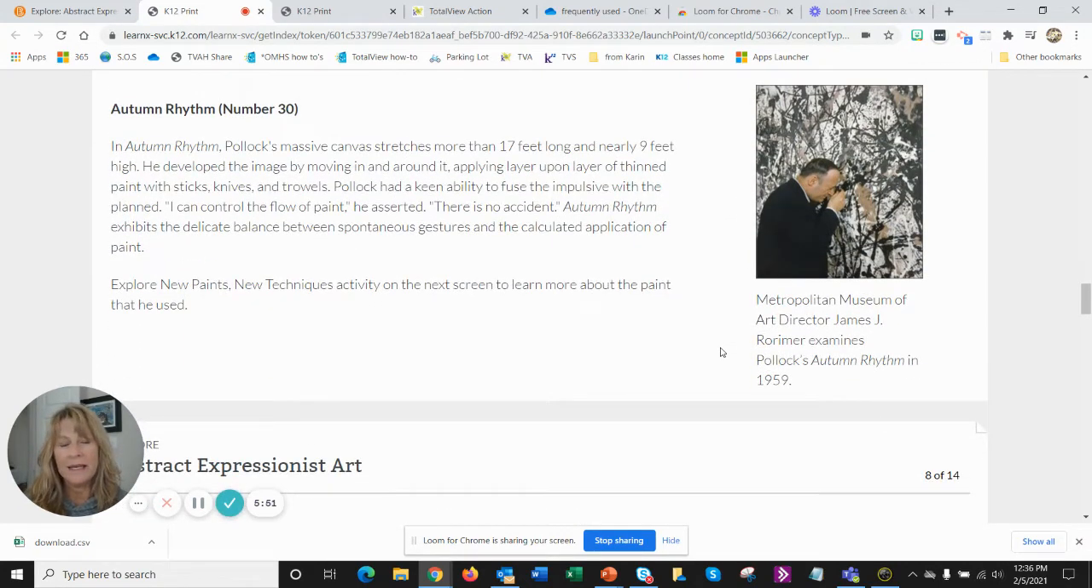In Autumn Rhythm, the image that we see here on the right, Pollock's massive canvas stretches more than 17 feet long and nearly 9 feet high. He developed the image by moving in and around it, applying layer upon layer of thinned paint with sticks, knives, and trowels. So a trowel is a kind of tool you may use in the garden or doing some construction. Pollock had a keen ability to fuse the impulsive with the planned. "I can control the flow of paint," he asserted. "There is no accident." Autumn Rhythm, the name of the painting, exhibits the delicate balance between spontaneous gestures and the calculated application of paint.